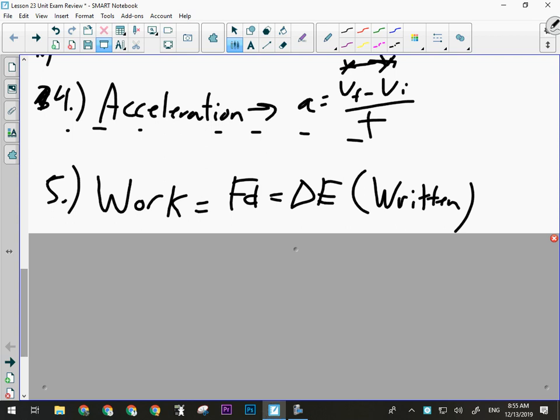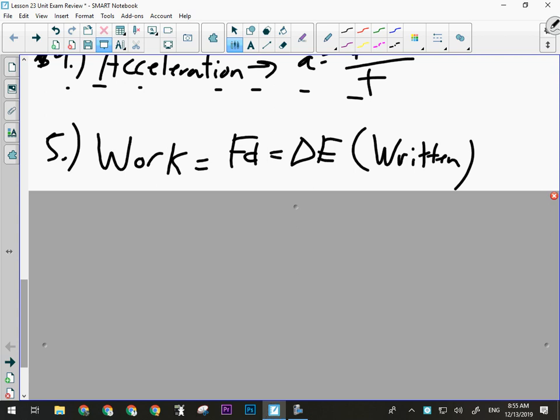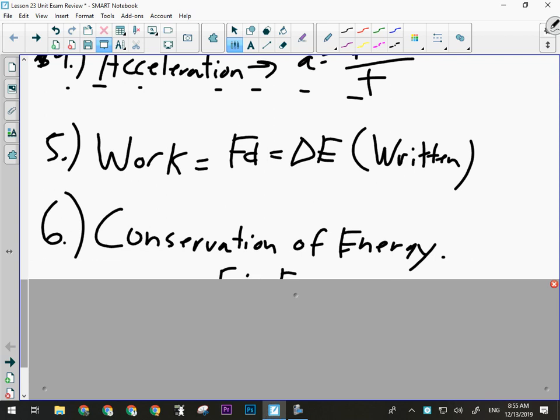Work is either changing kinetic energy or changing potential energy. I'm asking you to solve for something to do with that. So that's going to be at least 10 marks, work energy theorem in just the written. All right, conservation of energy. That's what we've been going over. We're going to spend a little bit more time on that on Monday. And then on Tuesday, we'll talk about efficiency, and then Wednesday is your test.